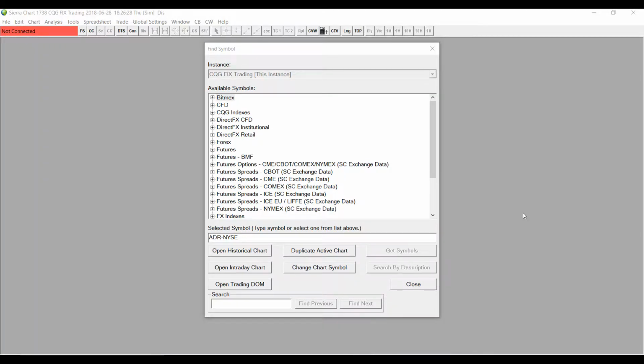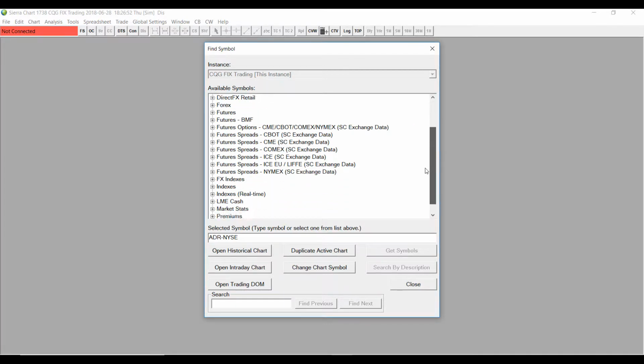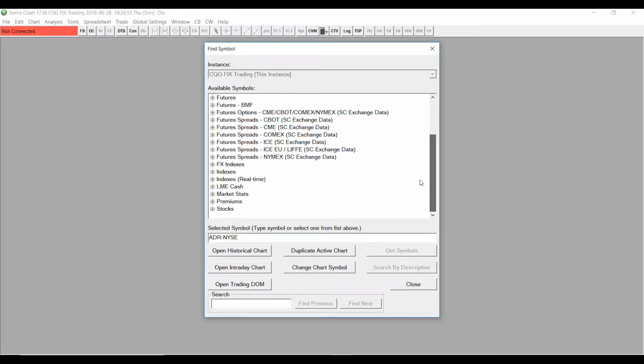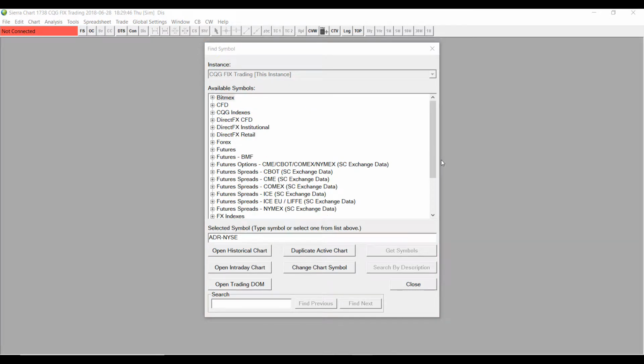Immediately upon opening the Find Symbol window, you'll notice we have a ton of different options to choose from, and this can get pretty overwhelming. But you'll notice they are primarily sorted by the specific data feeds or the routing feeds they're associated to. We also have some pretty general ones. As you can see, we have a futures section, there is a Forex section, we have futures spreads, futures and Forex indexes, market stats, premiums, and stocks. Now, if you are a trader with Optimus, it is more than likely that you'll be spending most of your time in this window in the futures section.